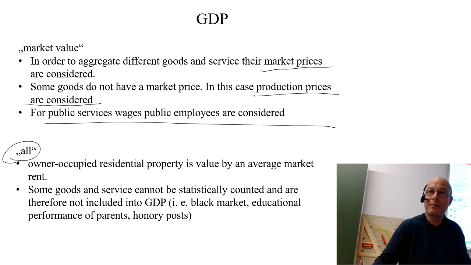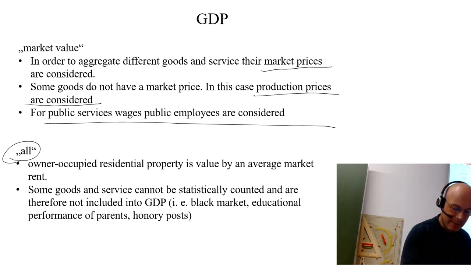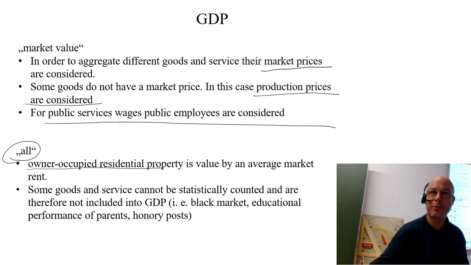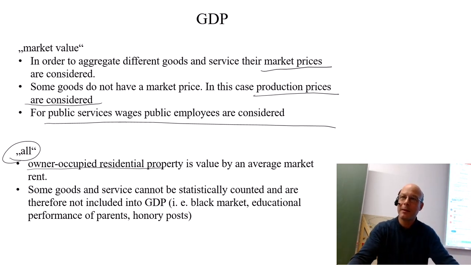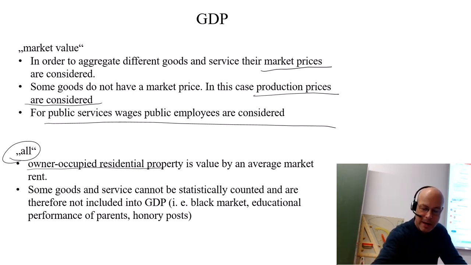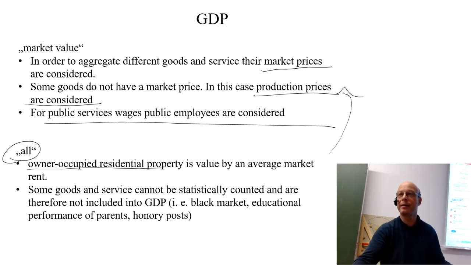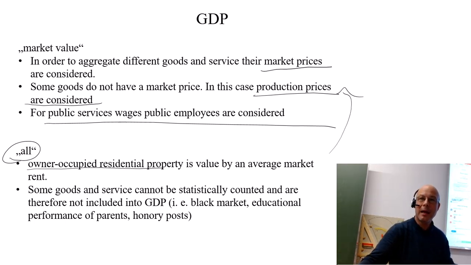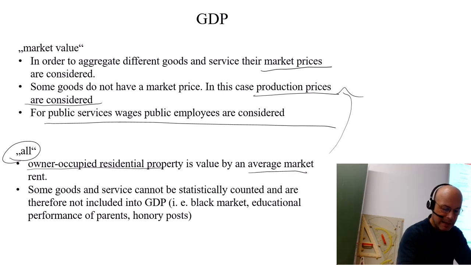Well, for this we say all these people who live in their own residential property, this we put also in GDP. That way, compared to this, we are estimating some market price. We just say, well, we have an average rent within the market, and so we value all the people living in their own property with the average market rent.